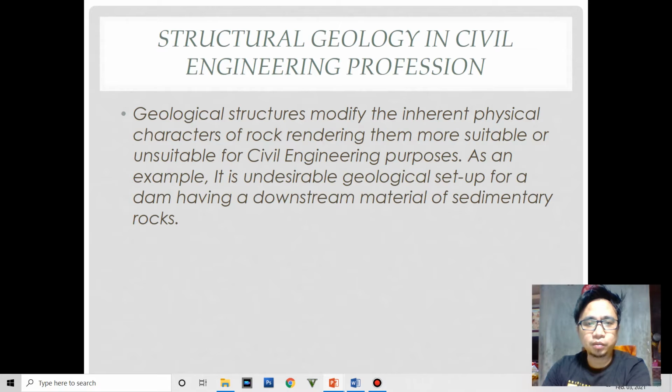Now we are going to relate it to the engineering profession, or civil engineering profession. Of course, geological structures modify the inherent physical characters of rock, rendering them more suitable or unsuitable for civil engineering purposes. As an example, it is an undesirable geological setup for a dam to have downstream material of sedimentary rocks. What does it mean? For the purpose of a barrier in a river, dams are constructed to generate current through the flow, and then distribute water through channels to farmlands or community utilities like drinking water, etc.